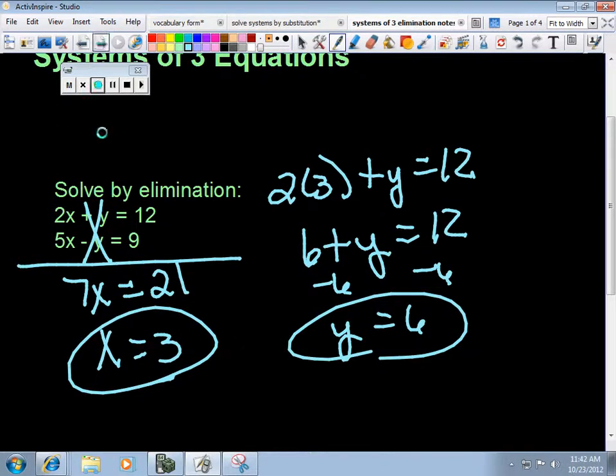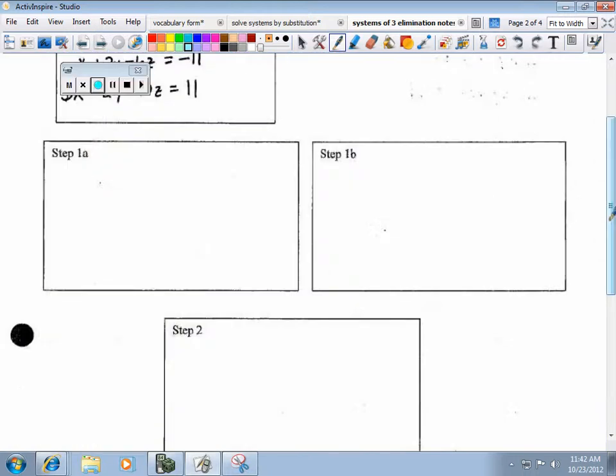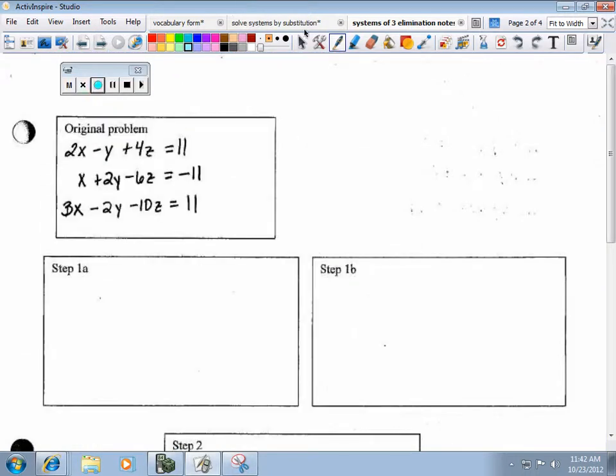What we're going to do today is the same thing, except we have three equations, three variables. What you want to do is pick two equations, any two, and cancel something. As I look at this, I notice that if I use the second and third one, the y's are already ready to cancel. So we're going to take those and we're going to cancel the y.